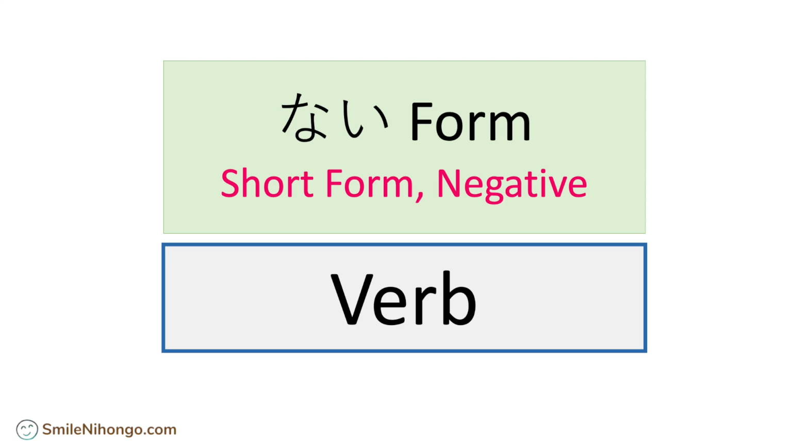We are going to learn short form in negative for Japanese verbs. This one is also called plain negative form or nai form. Plain forms are used in informal speech. When you speak to someone in informal speech, you need to use plain form instead of masu form. The plain form is also used to create other expressions such as I think that, or she said, or he said.